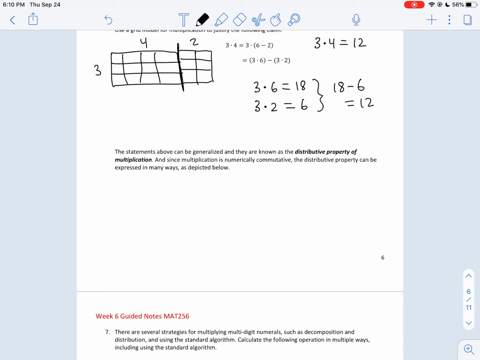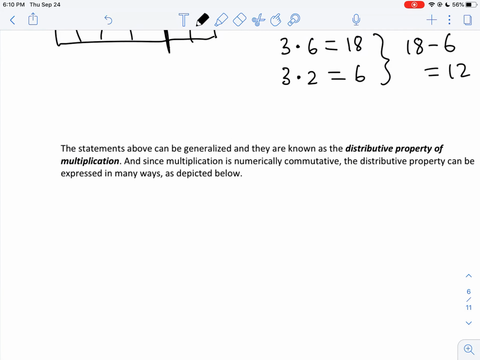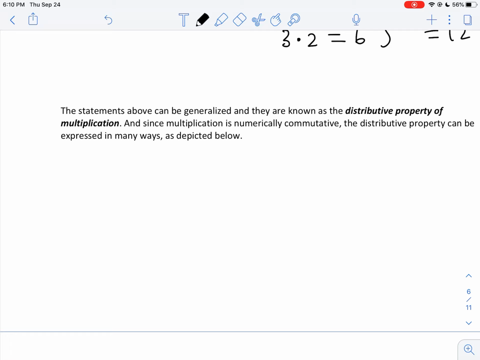Since multiplication is numerically commutative, the distributive property can be expressed in many ways, as depicted below. So here's our general idea of A times B plus C can be expressed as AB. And by the way, if you have 2 letters next to each other, you don't need to put an operation in between. The default is that it's multiplication.